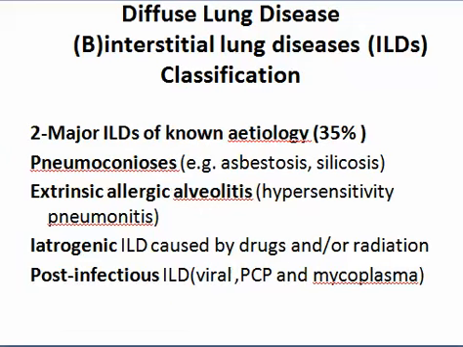Then we have the major interstitial lung disease of known etiology, and this forms 35% of all interstitial lung diseases, including pneumoconiosis, extrinsic allergic alveolitis, drugs and radiation, and post-infection. Usually these are acute viral, BCP and mycoplasma. These are representative of the acute form. All these groups have known etiologies, and they form 35%.